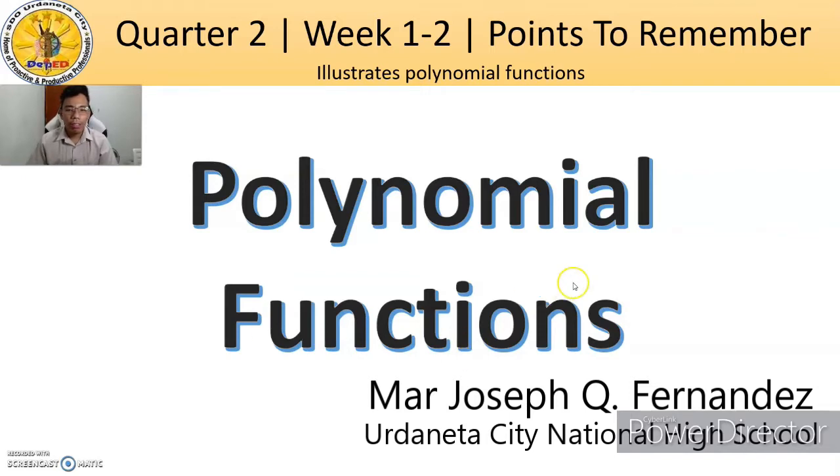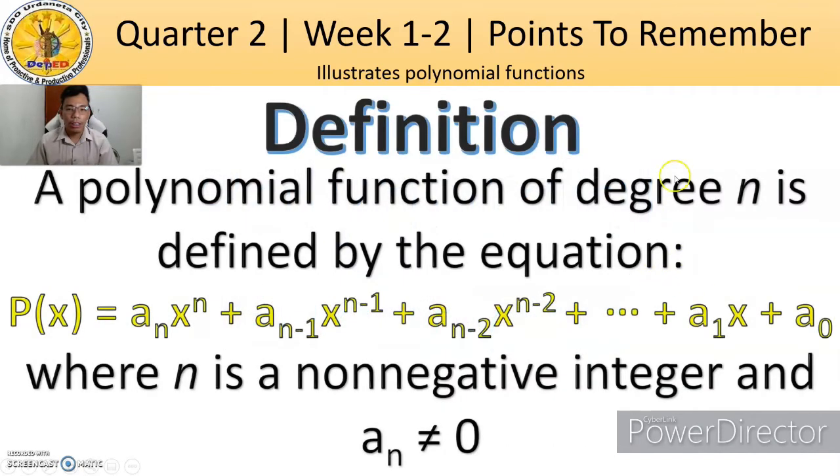To start off, let us define polynomial functions. A polynomial function of degree n is defined by the equation p of x is equal to a sub n times x raised to n plus a sub n minus 1 times x raised to n minus 1 plus a sub n minus 2 times x raised to n minus 2 and so on to plus a sub 1 times x plus a sub 0, where n is a non-negative integer and a sub n is not equal to 0.